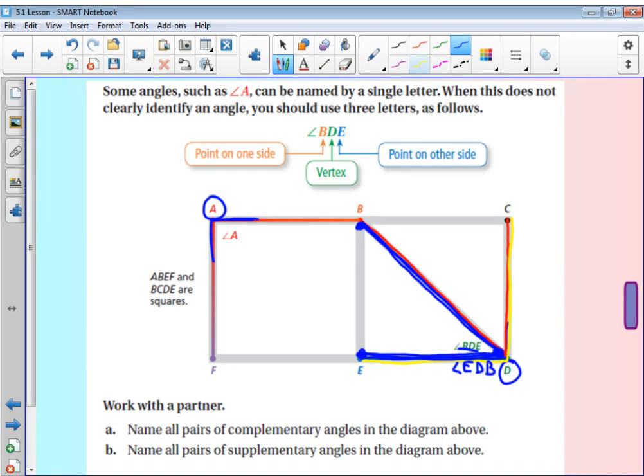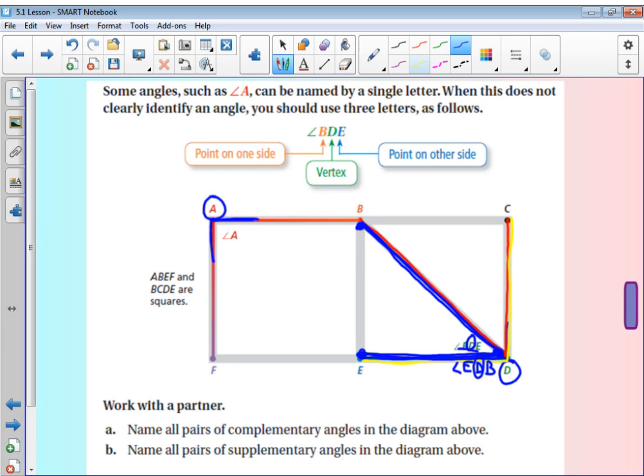Okay, so what you need to realize is when you write them out with the three letters, they can be reversed. The key thing to notice is that in both of these, they have D in the middle. Okay, the angle that you're talking about is going to be your middle letter when you have a three-letter setup.